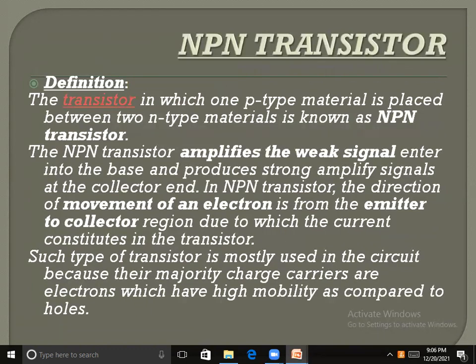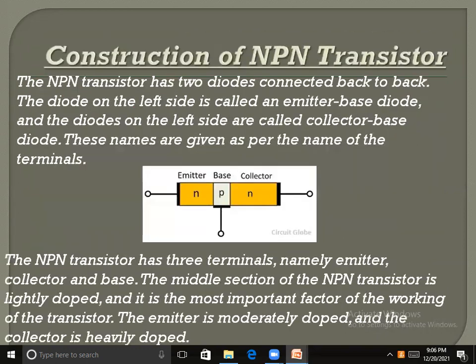NPN transistor. First, the definition. The transistor in which one p-type material is placed between two n-type materials is known as an NPN transistor. The NPN transistor amplifies the weak signal entering the base and produces strong amplified signals at the collector. And in an NPN transistor, the direction of the movement of electrons is from the emitter to the collector region, due to which the current constitutes in the transistor. Such a type of transistor is mostly used in circuits because their majority charge carriers are electrons, which have high mobility compared to the holes.